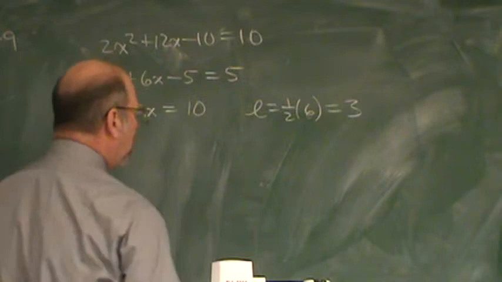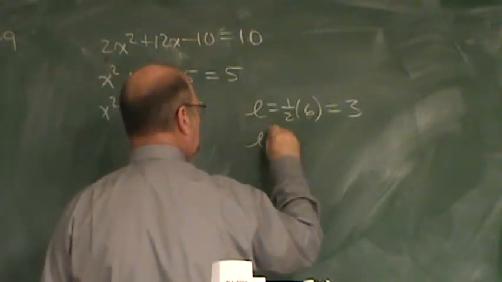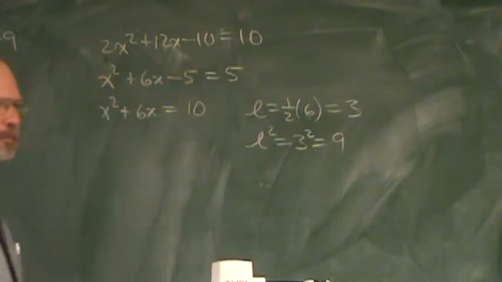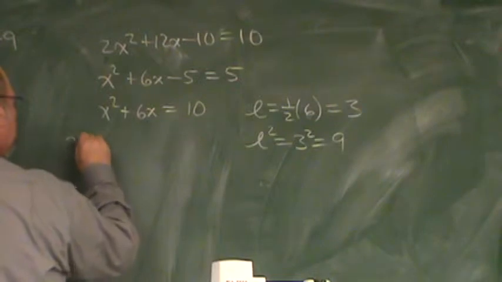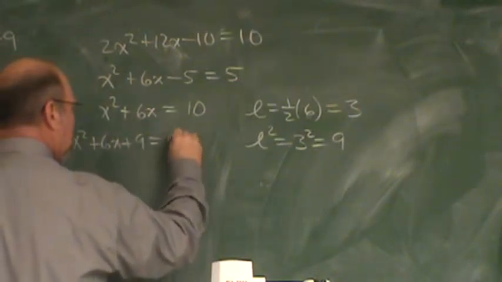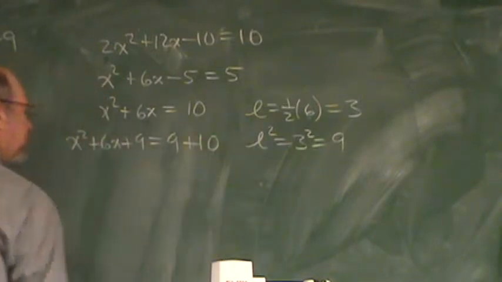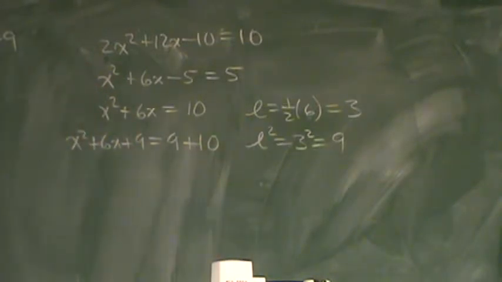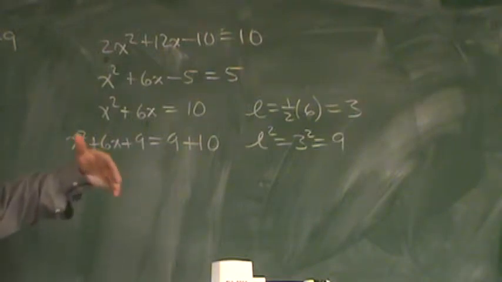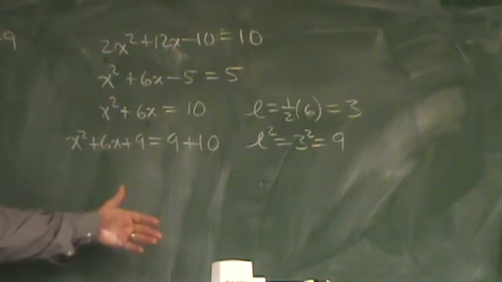Alright? Now, so if L is 3, L squared is going to be 3 squared, which is 9. You want to add L squared to both sides. That gives you x squared plus 6x plus 9 equals 9 plus 10. Alright? This one's pretty simple. I expect every single one of you to look at x squared plus 6x plus 9 and tell me that factors into x plus 3 squared.